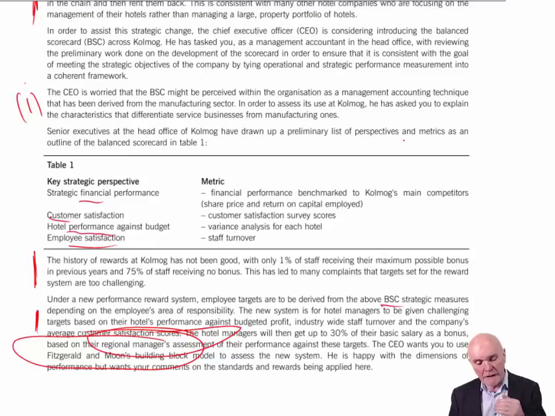If you're looking at hotel performance against budget, surely from an internal business perspective, you'd be interested in knowing maybe how full the hotel is, the average occupancy. That will feed into, presumably, the variance analysis for each hotel. But you will know how well you're doing if you manage to fill up the hotel. You will know how well you're doing in the restaurant if you can work out the average restaurant bill, or how many people who are staying in a hotel also eat in the restaurant.